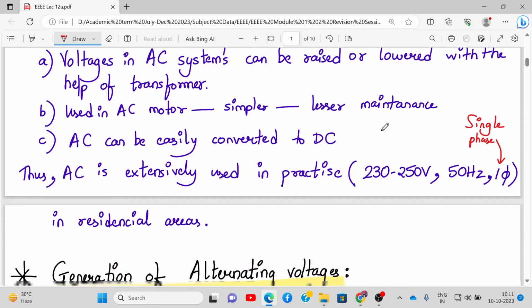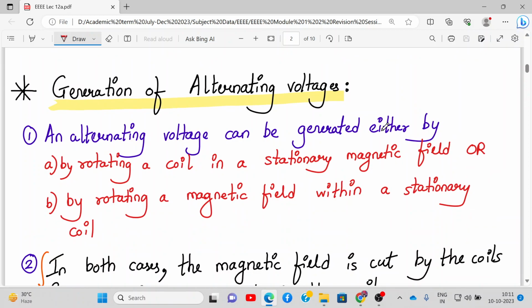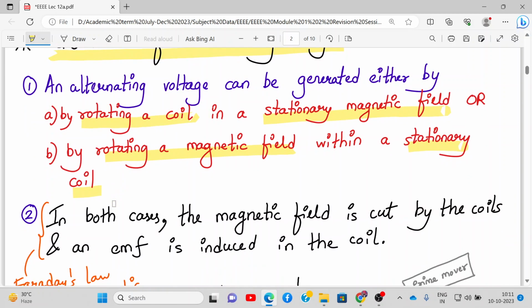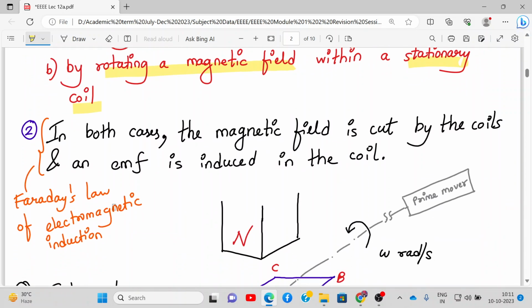Next, we talk about generation of alternating voltages. AC voltage can be generated either by rotating a coil in a stationary magnetic field or by rotating a magnetic field within a stationary coil. These are the two techniques. In both cases, the magnetic field is cut by the coil and an EMF is induced in the coil according to Faraday's laws of electromagnetic induction.